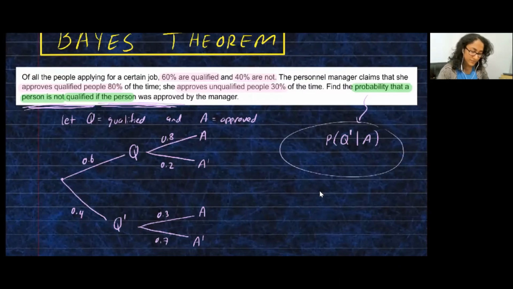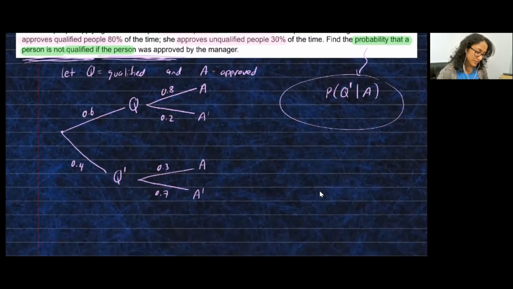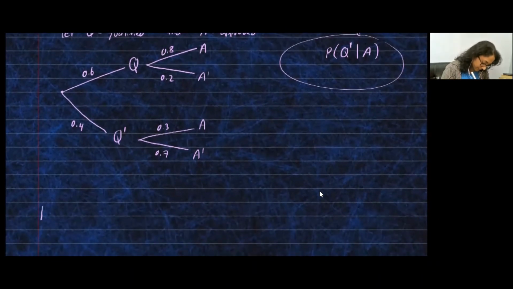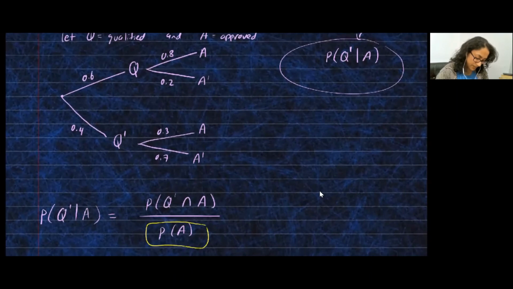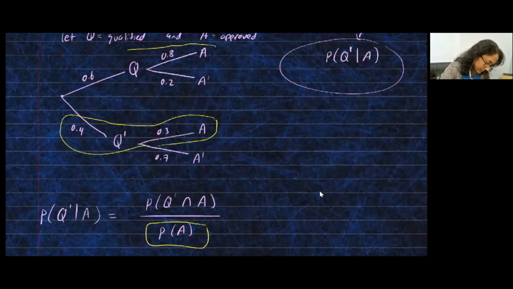And this, we're going to rewrite using Bayes' theorem. So this is what Bayes' theorem is. If you're looking for the probability of, let's say, Q prime given A, that is equal to the probability of Q prime and A divided by the probability of A. That's the conditional probability. Now we know that we can rewrite the probability of A from the tree we have up here. That's going to be this branch plus this branch right here.